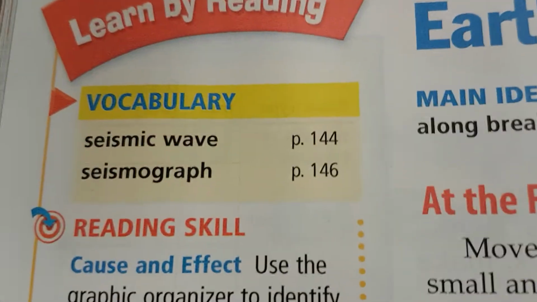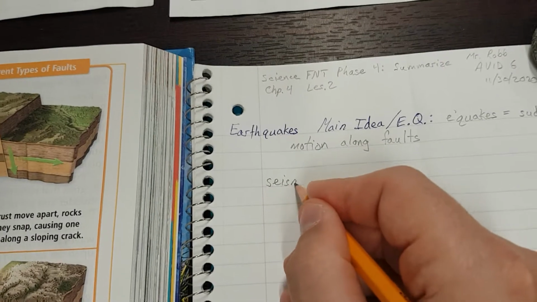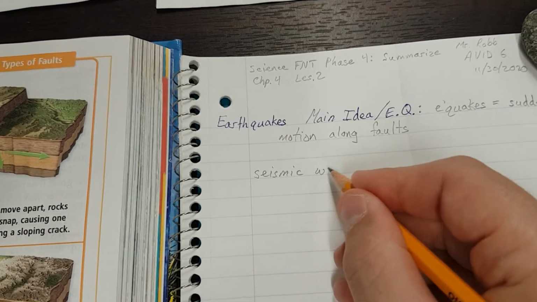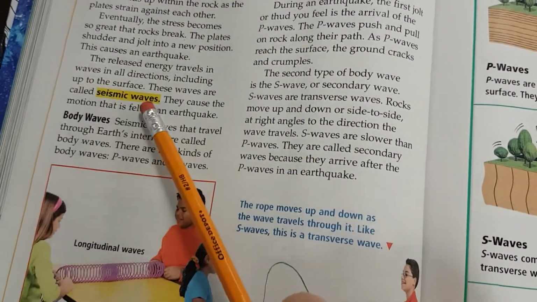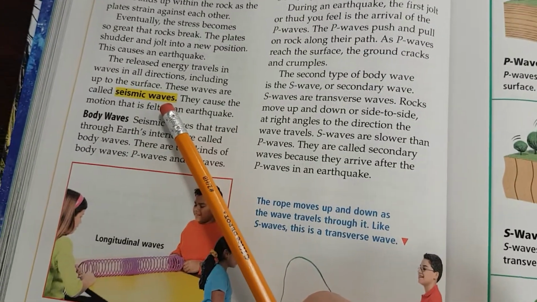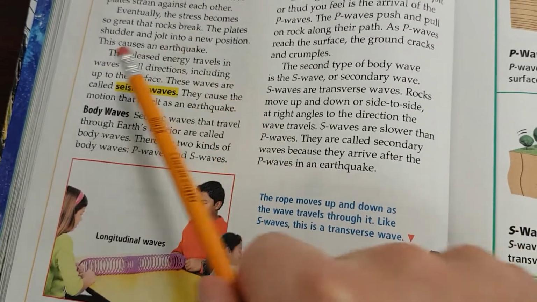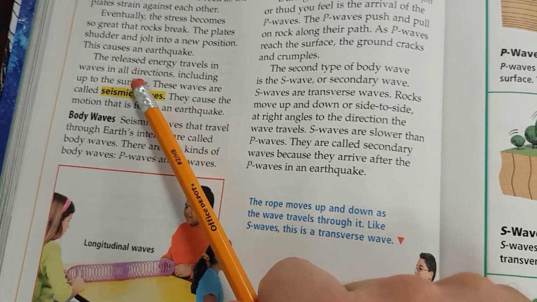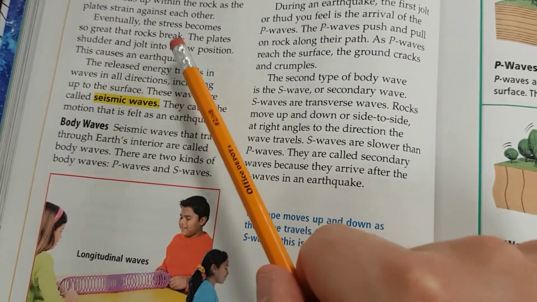Okay, first vocabulary word, seismic wave. S-E-I-S-M-I-C, wave, W-A-V-E. It's on page 144, 142, 143, 144. There's the word. Go back. These waves are called seismic waves. What waves? Well, go back further. The released energy travels in waves in all directions, including up to the surface. Okay, so energy waves. But what are they talking about? The plates shudder and jolt into a new position.